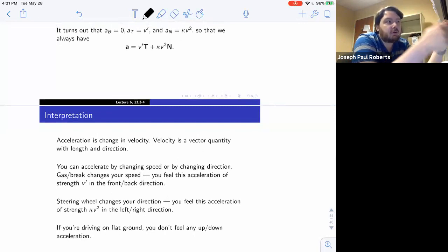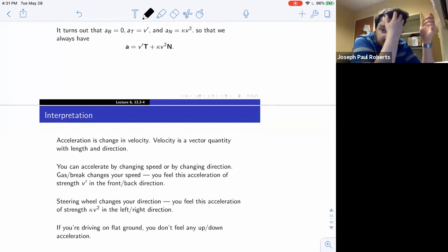So when you're driving in your car, and I guess you also learned in physics that acceleration and force are very closely tied together, right? F equals ma. So the force that you feel is proportional to your acceleration. So the acceleration that you feel when you're driving, that's the forces that you feel.